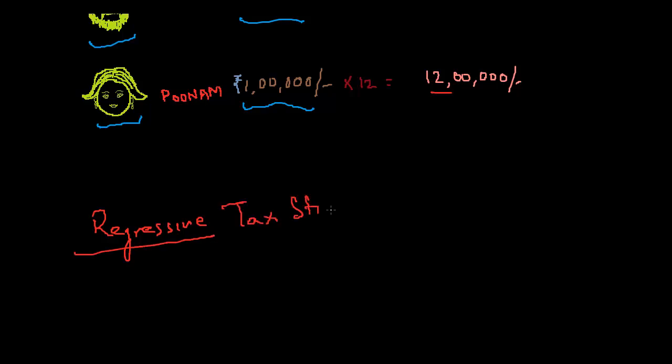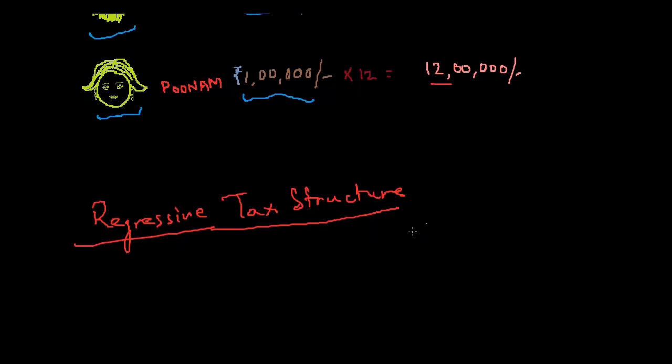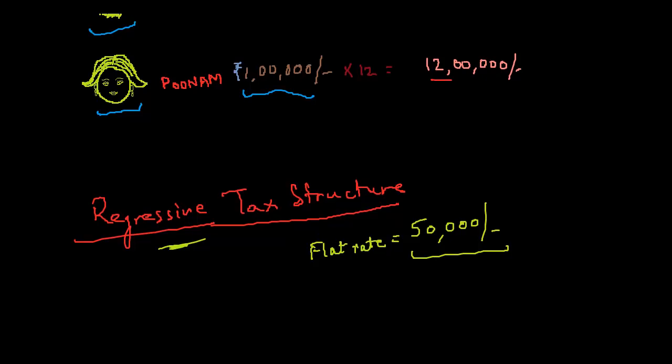Let's say the government says, we don't care what amount you are earning, we just want 50,000 rupees flat every year from all of our citizens. That's a flat rate that the government asks as a cut, whether indirect tax or direct tax, whatever. Now see what will happen if this scenario exists.